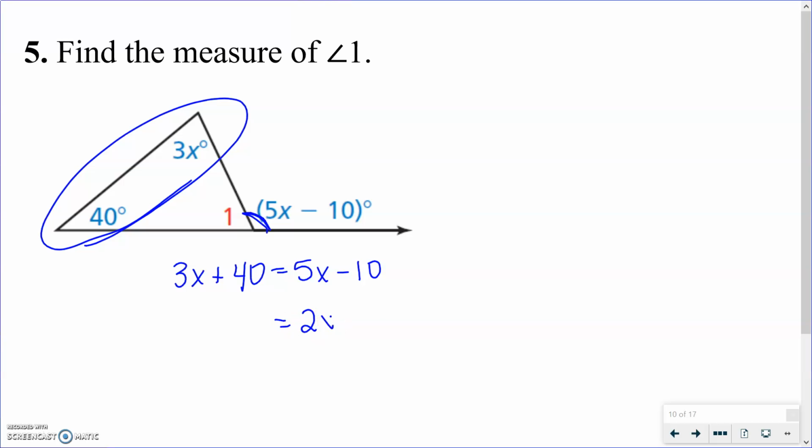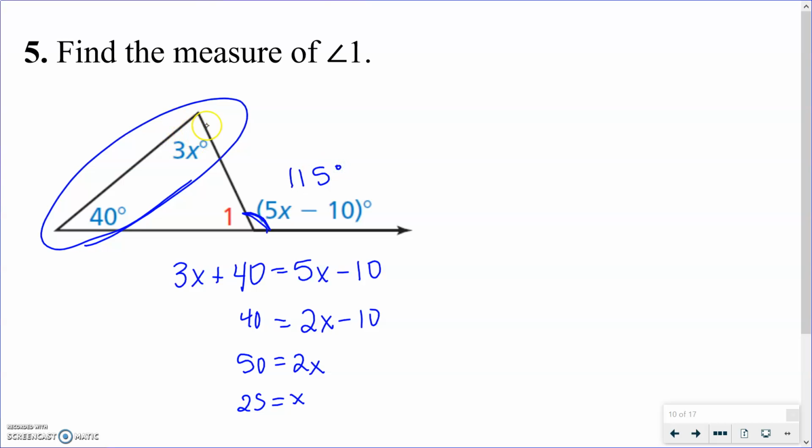So I get 2x minus 10 is 40, so 50 is equal to 2x, so x is equal to 25. Okay, but again, that's not what is asked of us. And so we need to use 25 then to figure out what the measure of angle 1 is. So I see this right here is 5 times x minus 10. So I know that this angle here is 5 times 25 minus 10, which is 115.